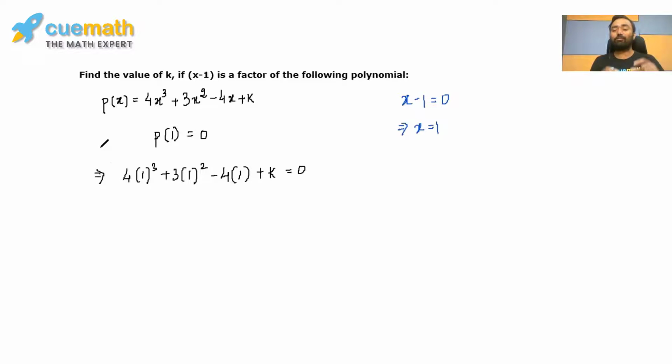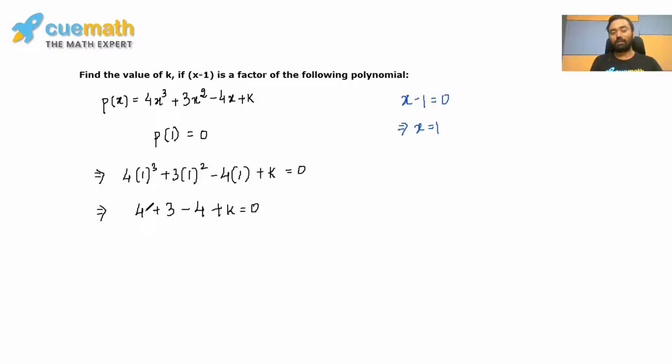So in place of p of x, the polynomial we have substituted, in place of x, we have substituted the value of x, that is 1. Now we'll have to solve this equation to find the value of k. So in the next step, we are going to get 4 times 1 cube is 4, 3 times 1 square is 3, negative 4 times 1 is negative 4, plus k equals 0.